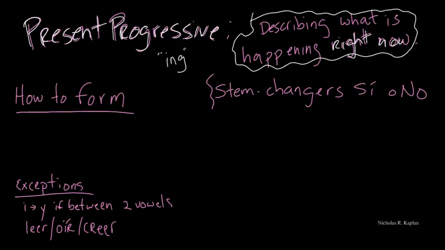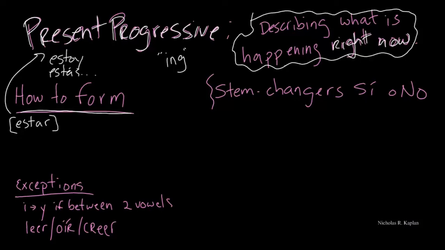All right, well, the first thing we need to know is how do we form it? Well, we are going to take a form of estar, and since we're in the present tense, we're going to use the present indicative. So estoy, estás, right, all the way through. And then if you have an AR verb, we're going to have an -ando. And if you have an ER or an IR verb, you're going to have a -iendo.